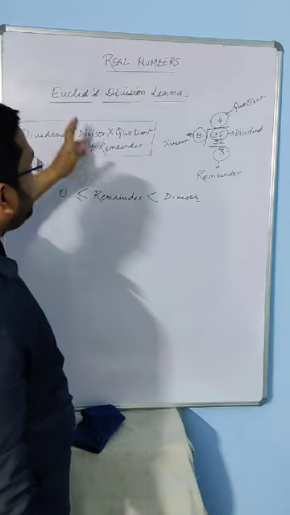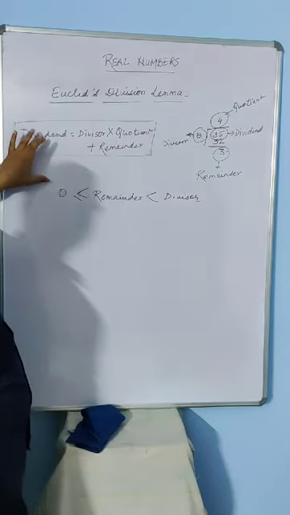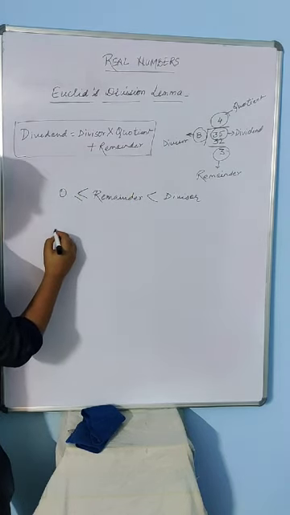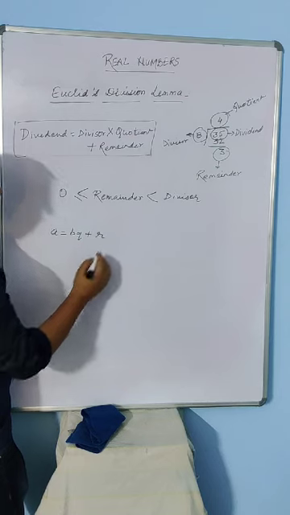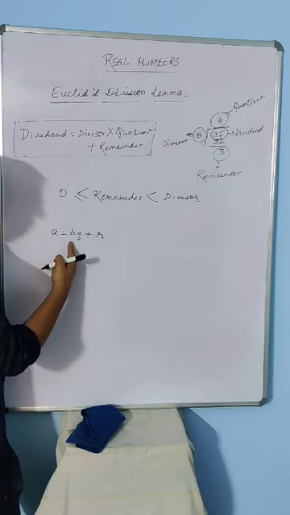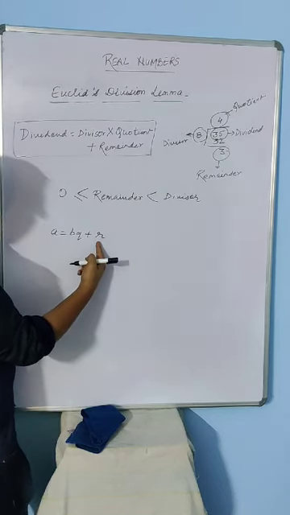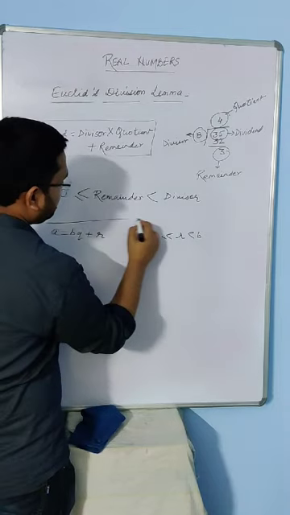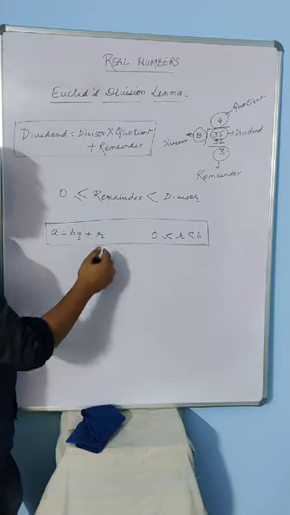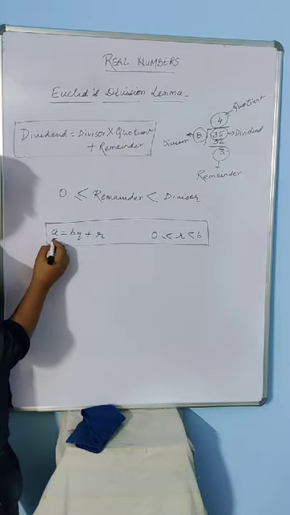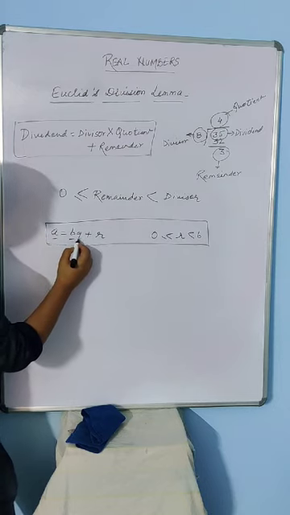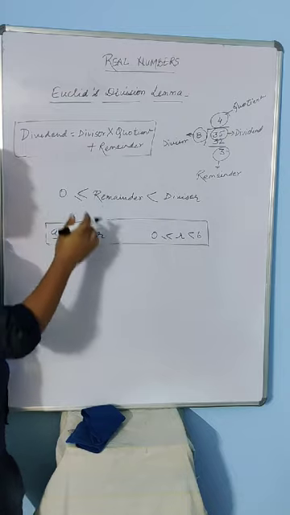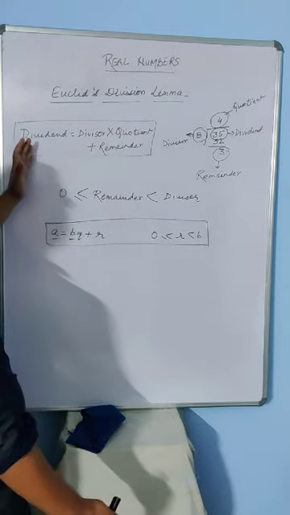Now what Euclid told us is very similar to what you have been having a look at here. So let's have a look. What Euclid said, a equals b q plus r, which simply means dividend is equal to divisor into quotient plus remainder, where the remainder is less than the divisor and the remainder can be greater than or equal to 0. This is what Euclid's division lemma says, where a means dividend, b means divisor, q stands for quotient, r stands for remainder. In fact, the approach, the concept is exactly the same.